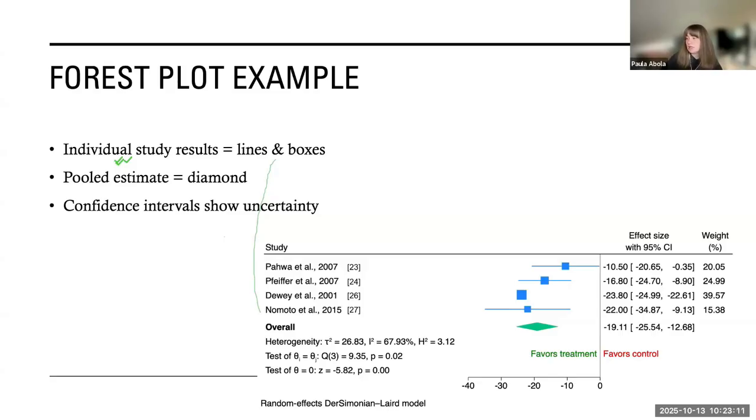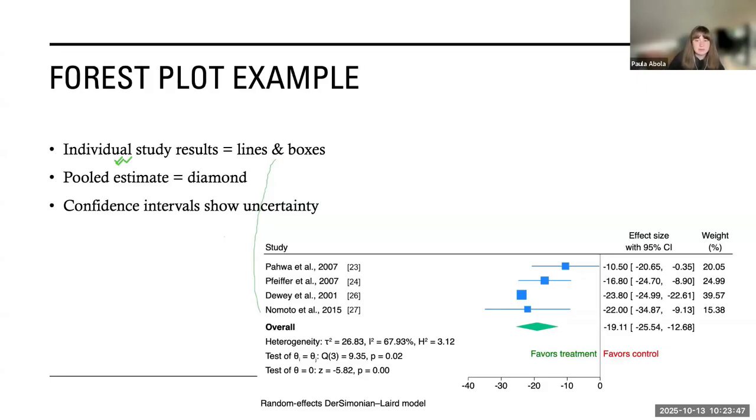On the right, we see the effect size of each study with its 95% confidence interval. For example, the Dewey et al., so the third one in the line, had an effect size of about -23.8, with a very narrow confidence interval from -24.99 to -22.61. That study also carried the largest weight in the analysis, almost 40%, meaning that it had the most influence on the pooled result, usually because of its sample size or precision.